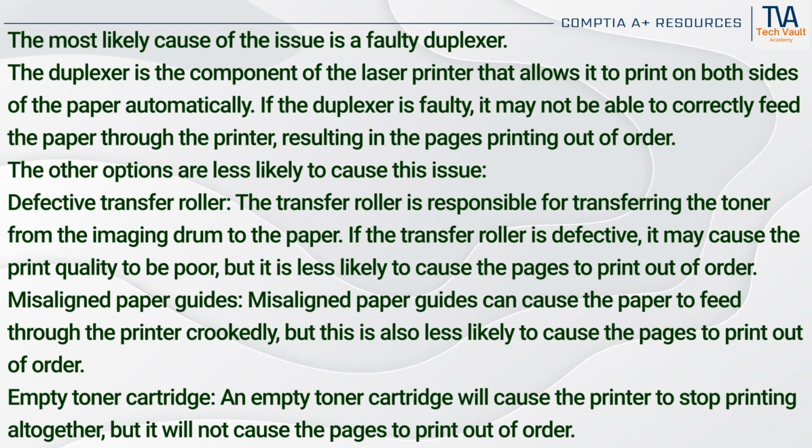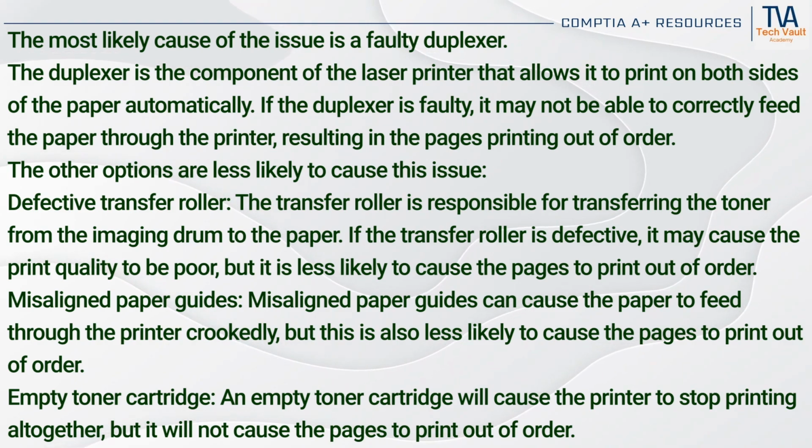The most likely cause of the issue is a faulty duplexer. The duplexer is the component of the laser printer that allows it to print on both sides of the paper automatically. If the duplexer is faulty, it may not be able to correctly feed the paper through the printer, resulting in the pages printing out of order.